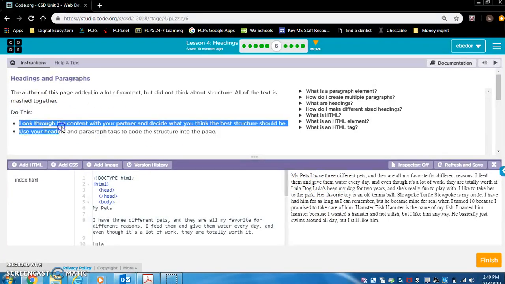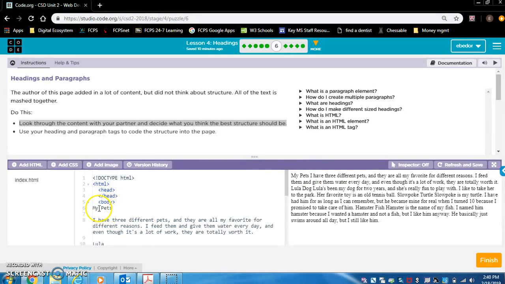Do this. Look through the content with your partner and decide what you think the best structure should be. Okay, I have three different pets. That's not a proper sentence. And if you look, they capitalize pets. Usually in headings, two or more words are capitalized, whereas when you write a sentence, only the first word is capitalized. Do you see that? My pets, both words are capitalized, but here is a sentence, and only the first word, I, is capitalized. So that's probably supposed to be a heading.